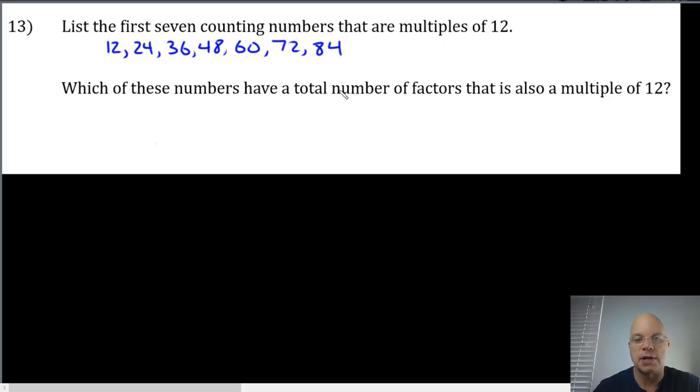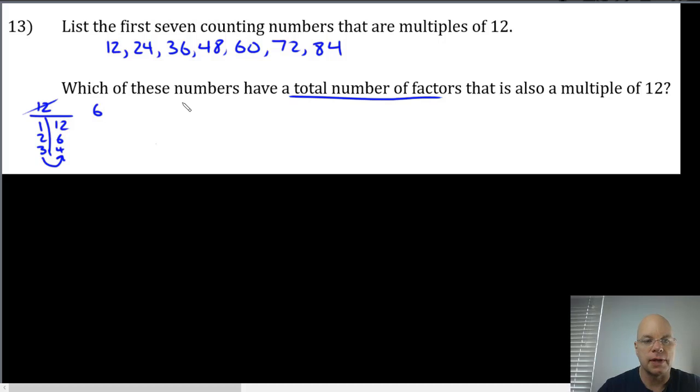Which of these numbers have a total number of factors that is also a multiple of 12? Total number of factors, so we want all of the factors, not just the prime factors. Well, the factors of 12 are 1 and 12, 2 and 6, and 3 and 4. That is a total of 6 factors. 6 is not a multiple of 12. 6 is a factor of 12. So that one doesn't work.